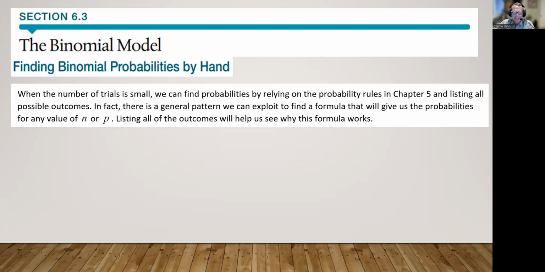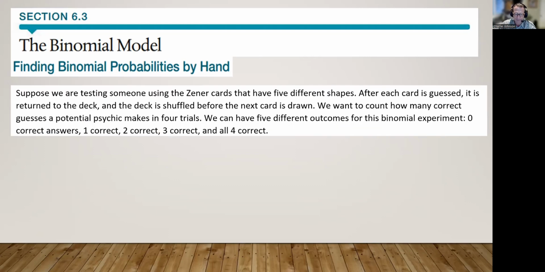When the number of trials is small, we can find probabilities by relying on the probability rules in Chapter 5 and listing all possible outcomes because the number of trials is small. In fact, there's a general pattern we can exploit to find a formula that will give us the probabilities for any value of the number of trials n and the probability of success p. Listing all of the outcomes will help us see why this formula works.